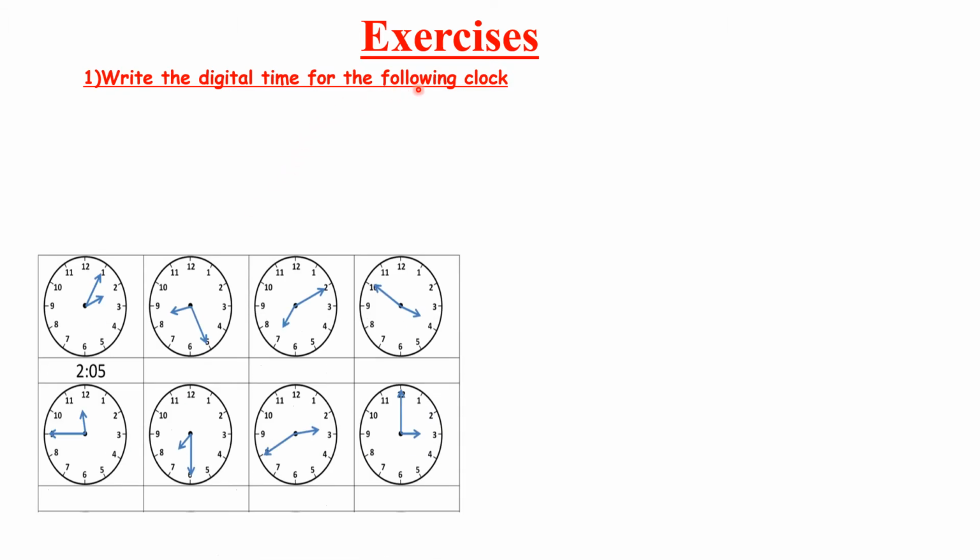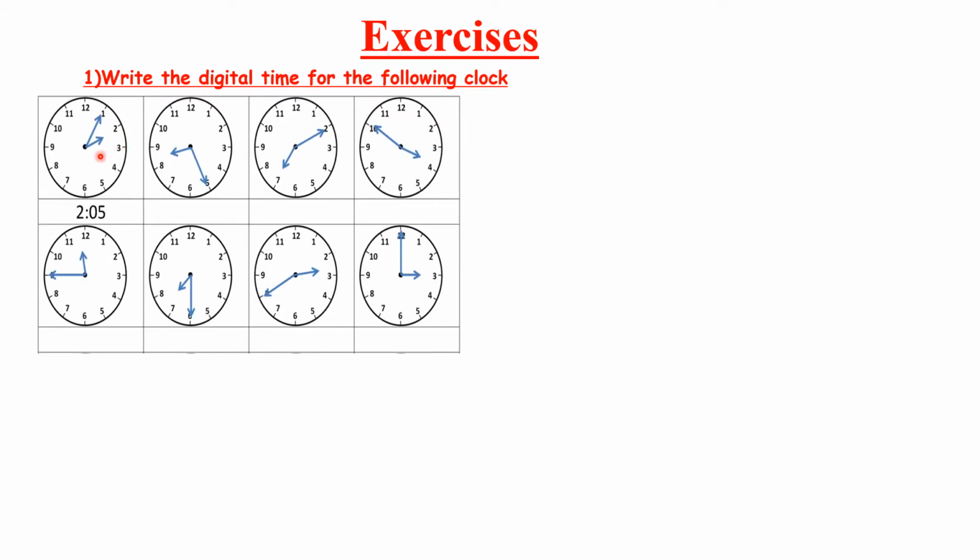Here you want to write the digital time for the following clocks. So for the first one, we start with the short hand. The short hand is here at 2 and the long hand at 1. When it is at 1 it is 5 minutes, so it is 2 and 5.